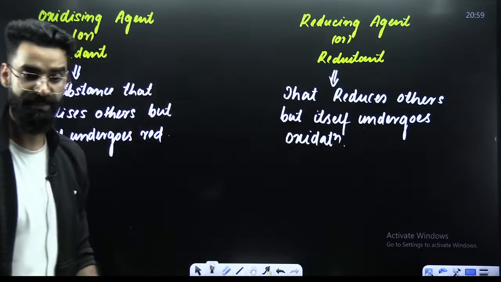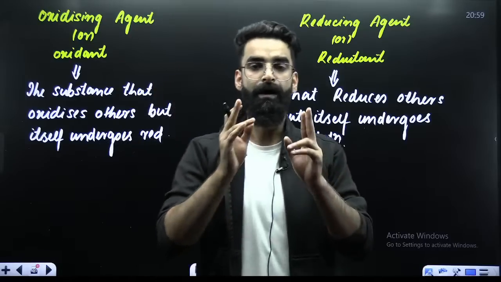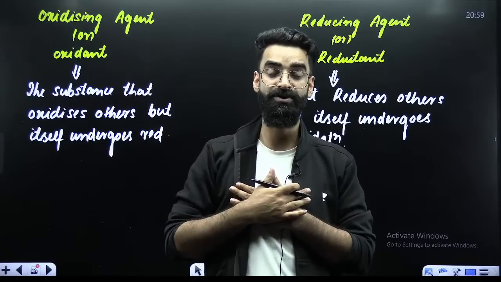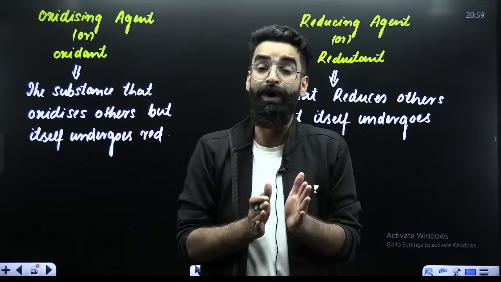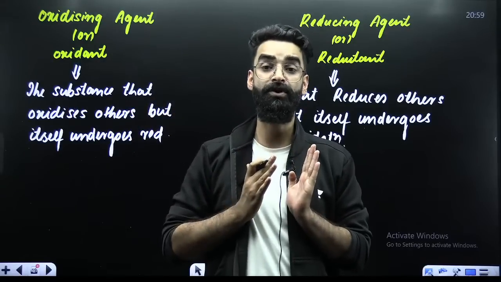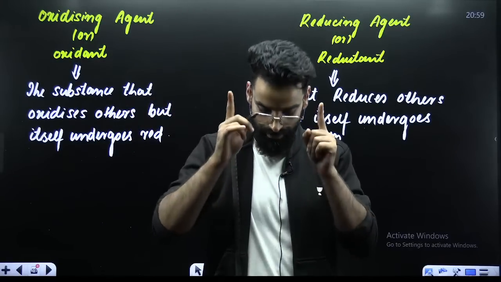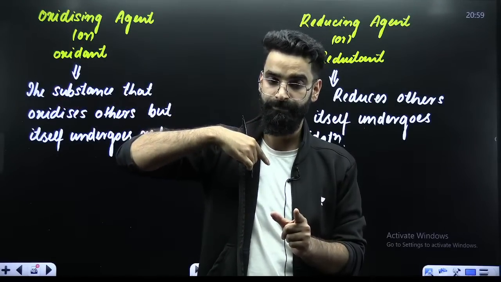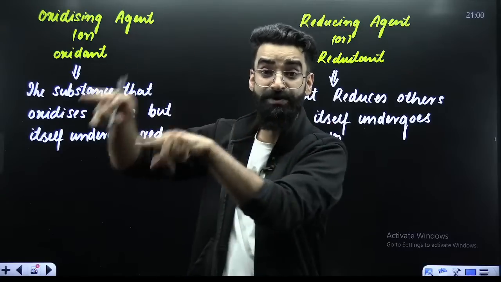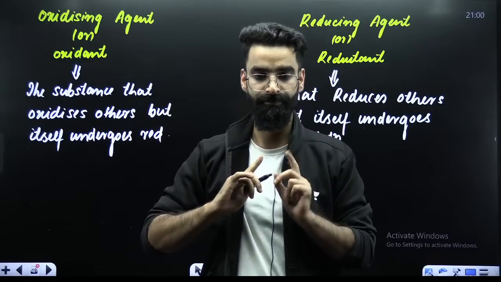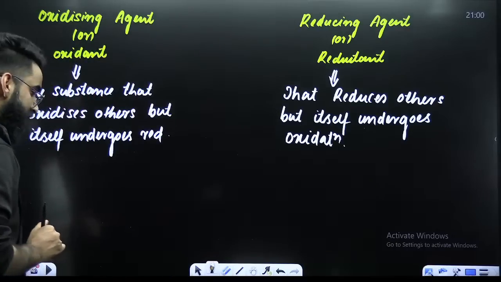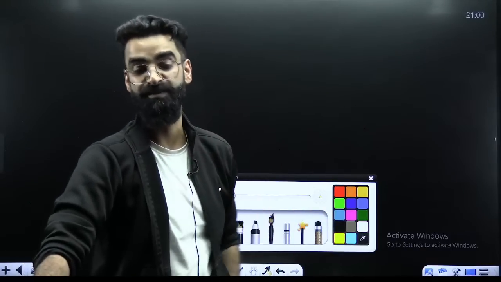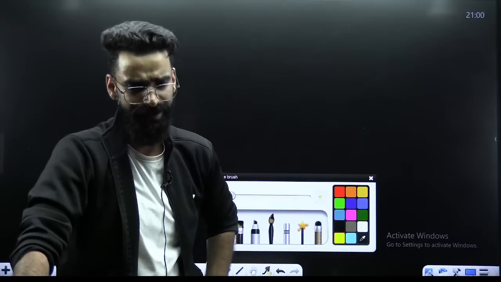So, my dear students, remember these two things first of all. Oxidizing agent is the one that oxidizes others, but itself will undergo reduction. Reducing agent is the one that reduces others, but itself will undergo oxidation. Once more, oxidizing agent is the one that oxidizes others and itself undergoes reduction. Reducing agent is the one that reduces others, itself undergoes oxidation. Now try to understand. How do you exactly identify whether in a reaction a substance is behaving like the oxidizing agent or the reducing agent? Let's try to understand.